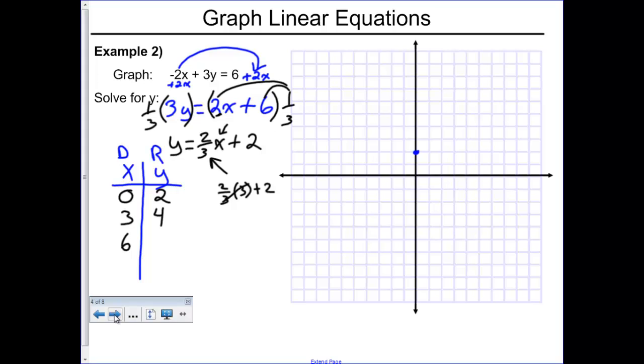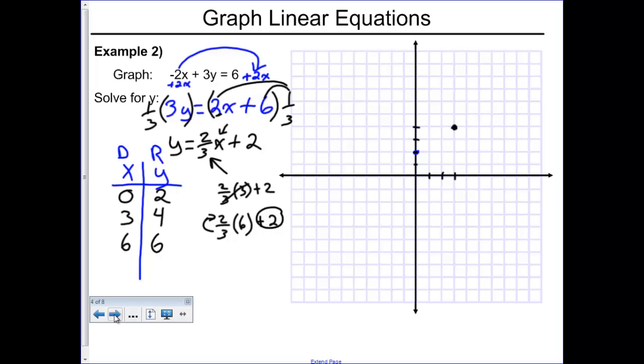So I have an input or domain of 3 and a range of 4, so I'm going to count 1, 2, 3, and up 1, 2, 3, 4, and where they intersect is where my dot is. Put a 6 in there, so 2/3 of 6 plus 2 will give my new range, given a domain of 6. So 6 divided by 3 is 2. 2 times the 2 on the top is 4. 4 plus the 2 that's out here gives us 6. So (6, 6) will be on my graph.